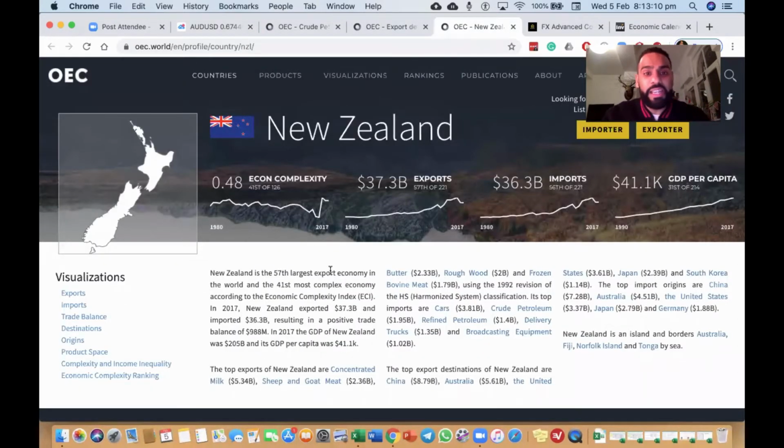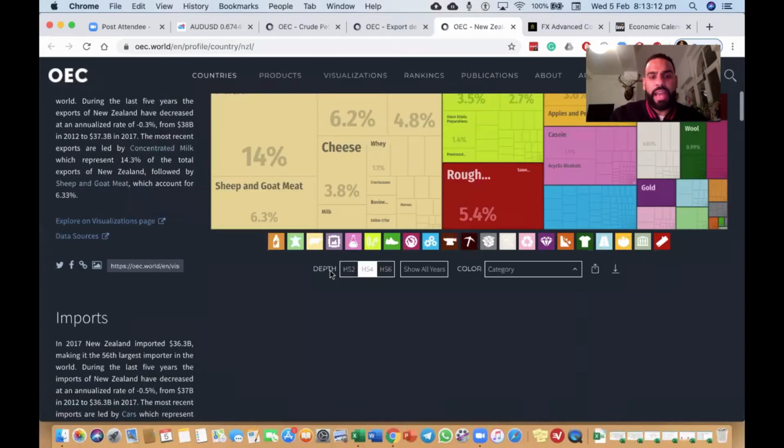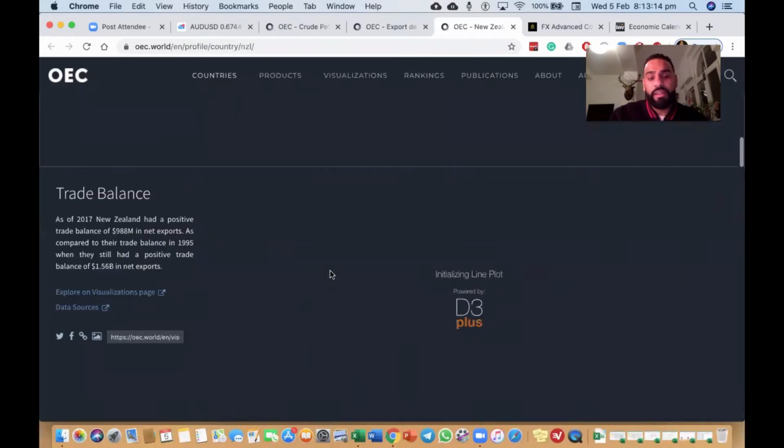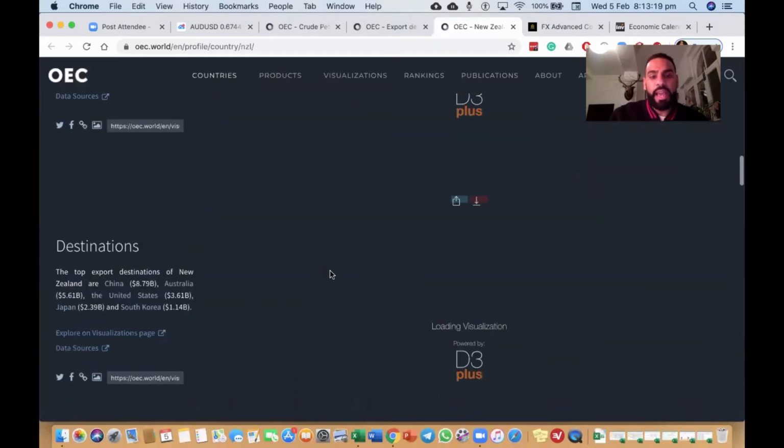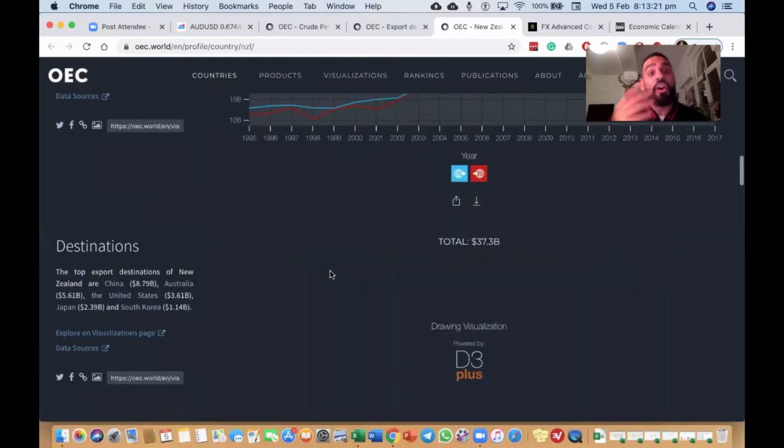Then we have New Zealand. Who is New Zealand's main export market? Same situation. New Zealand's main export market, again, is China and Australia.